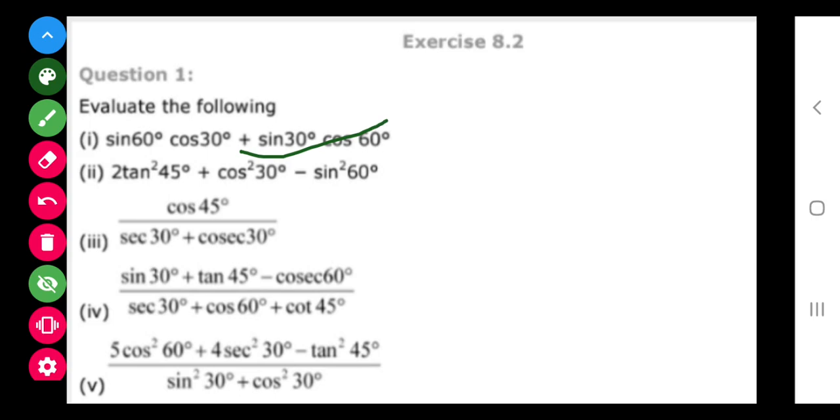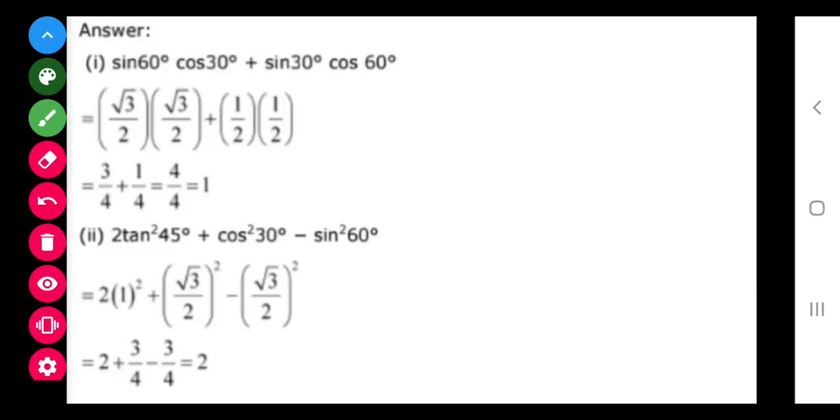First question, simply we have to substitute the values. All the values we have to substitute, but little calculation is needed because the values are in roots. So you know in roots we have to do rationalization, because in the denominator a root should never come. First question in this is very simple.